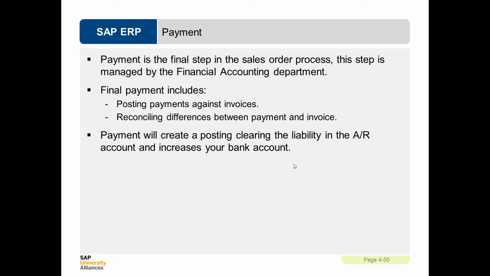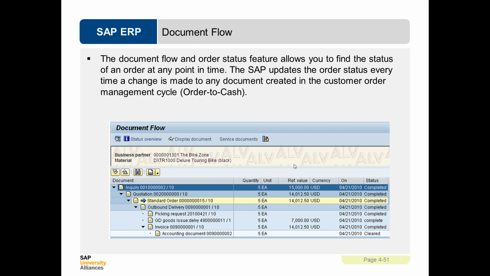Now, a key part of every single process is something called document flow. And document flow allows you to follow the process step by step through the system. So for example, here you can see that we originally received an inquiry. The inquiry resulted in a quotation. The quotation, the customer accepted, which created a standard sales order for us. And then the fulfillment process kicked in, created an outbound delivery where we picked, packed, and shipped the product, created an invoice, and the customer finally has paid the invoice and cleared the process.